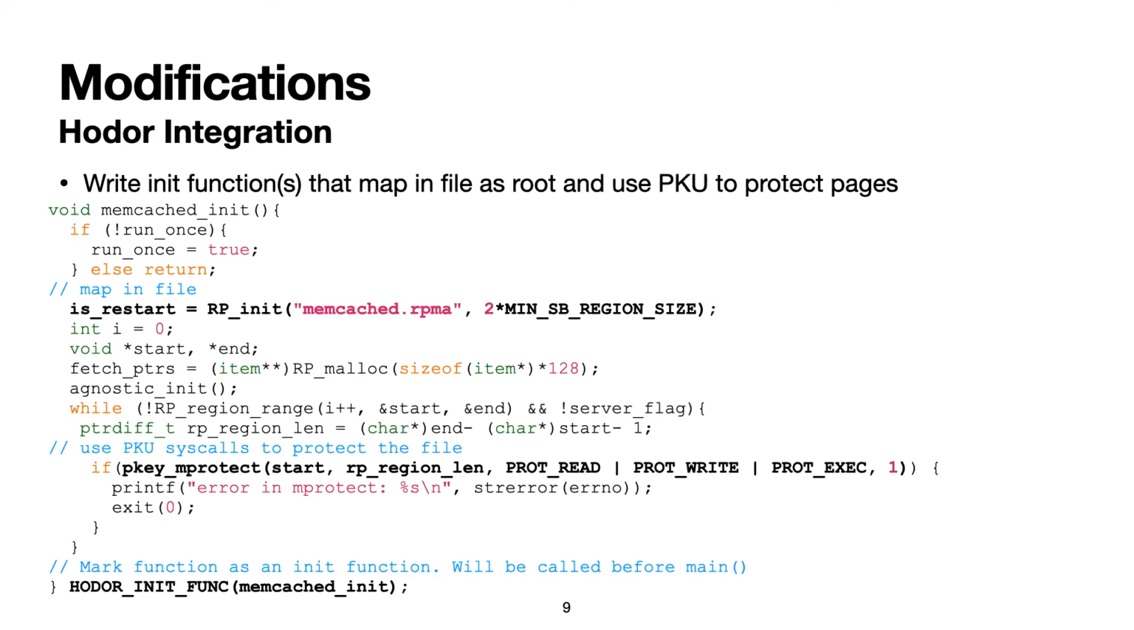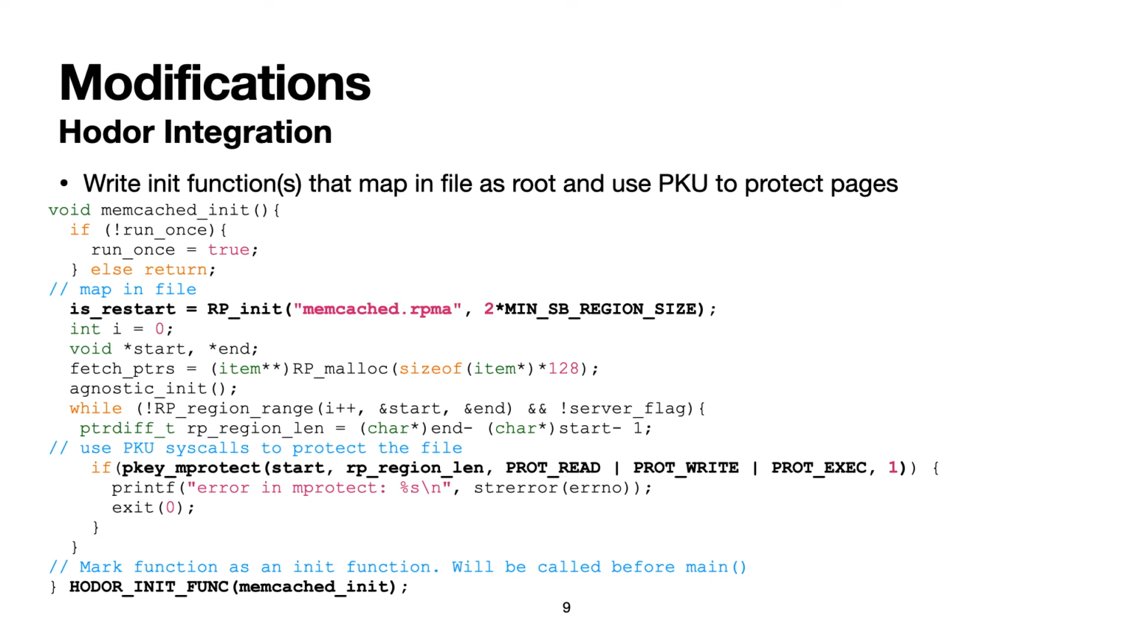As well as annotating trampoline functions, the developer needs to write initialization functions. In this function, we map in the Memcached file into memory using ralloc in the first bolded line of code, and we use pku syscalls to mark all the pages as belonging to the library in the second bolded line. At the very bottom, we also export the function as being a Hodor initialization function, which notifies the Hodor runtime to call this function before main is entered.